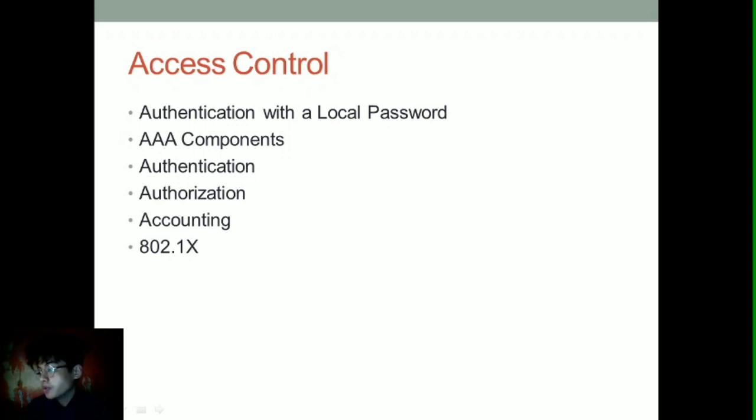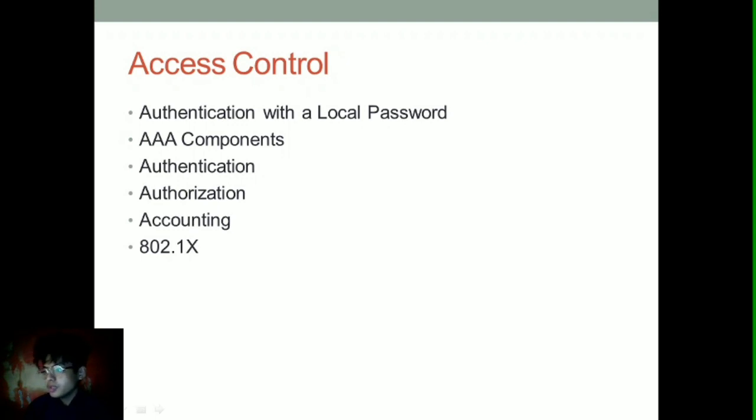AAA provides the primary framework to set up access control in a network device. AAA is a way to control who is permitted to access the network, which is authentication, what they can do while they are there, which is authorization, and to audit what actions they perform while accessing the network, which is the accounting.